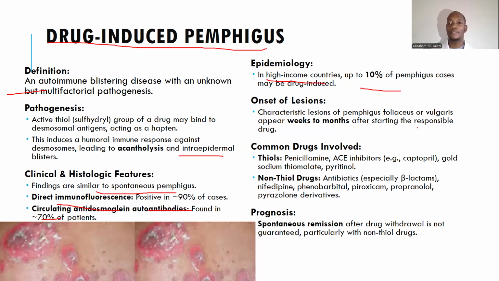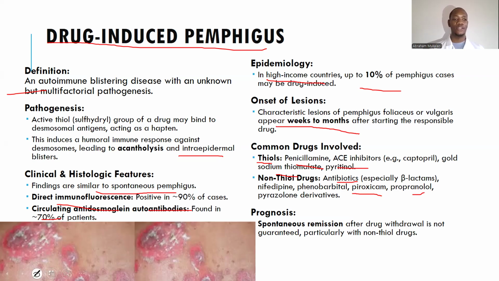Characteristically, someone will have these lesions appear about weeks to months after starting the drug. So they're a little bit slow and delayed type. And common drugs that have been identified include the thiols, penicillamine, ACE inhibitors, gold sodium thiomalate, and then also pyritinol. Other non-thiol drugs include antibiotics, especially beta-lactams, and then piroxicam as the NSAID, propranolol, and the rest. When you stop the drug, usually this one goes away.